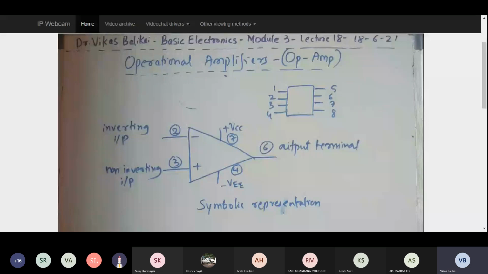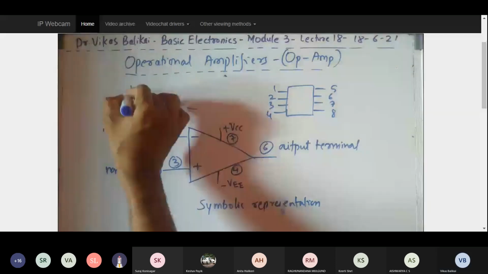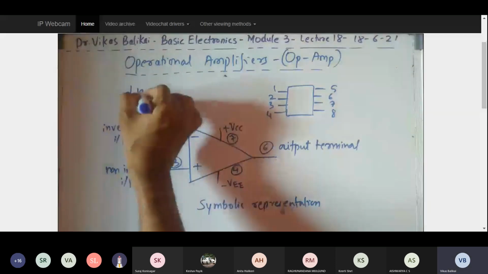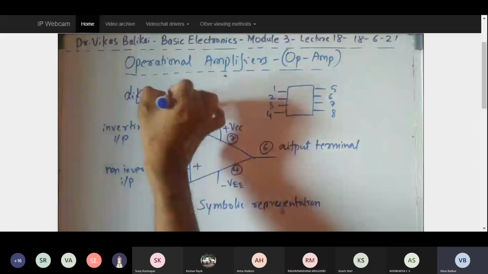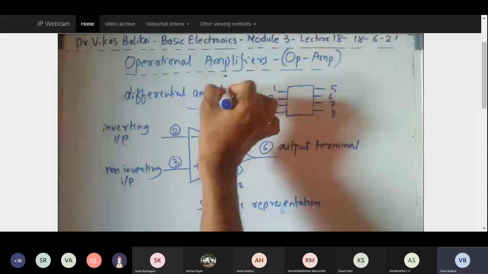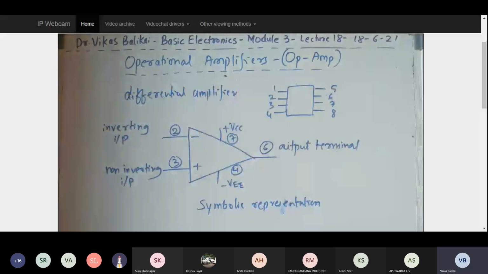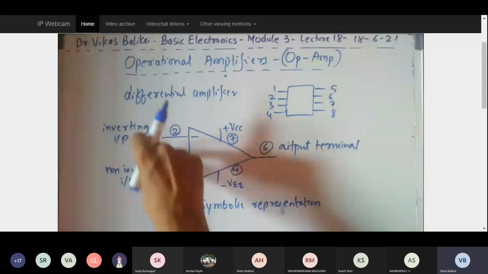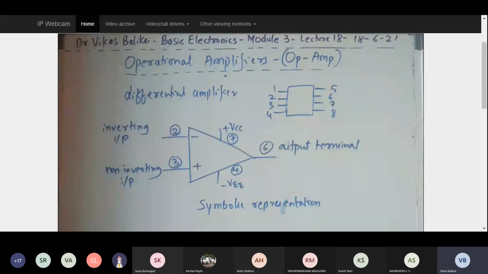So basically, an operational amplifier is an 8-pin IC, which is basically a differential amplifier. Differential amplifier means I am not taking a single input, rather I am taking two inputs. And when I am taking two inputs, I will not be taking them separately. Rather, I'll be taking the difference between these two inputs. So that is basically the agenda in utilizing the op-amp.